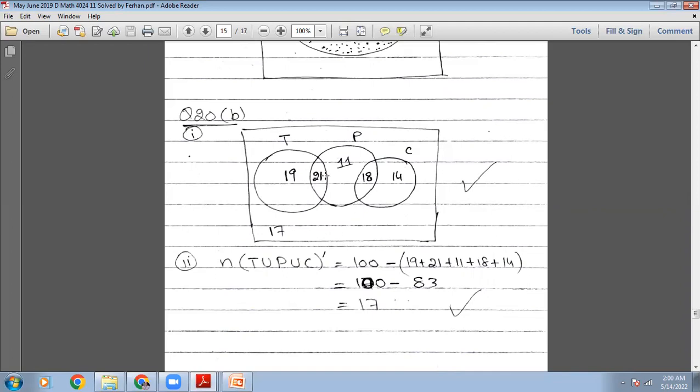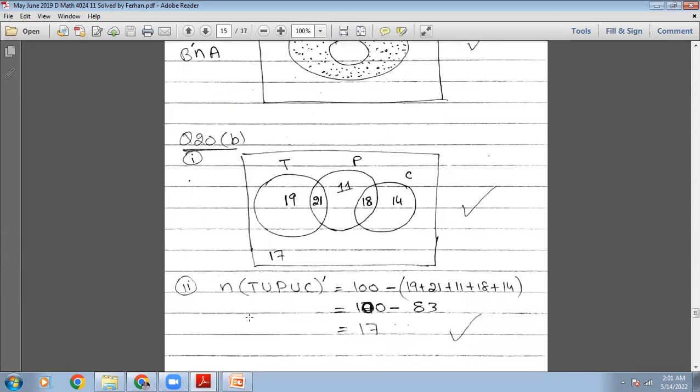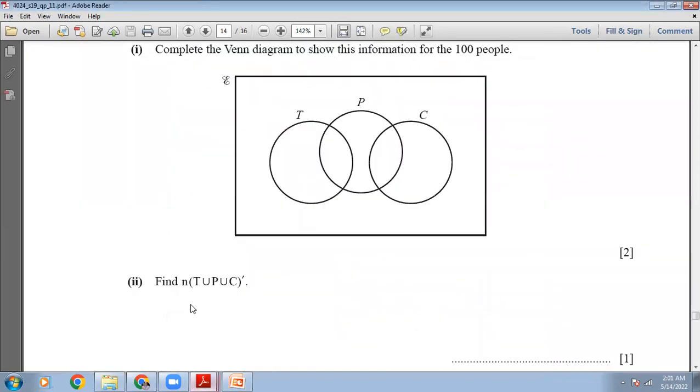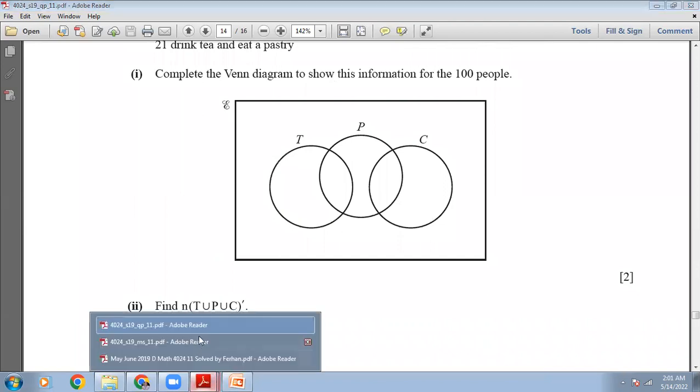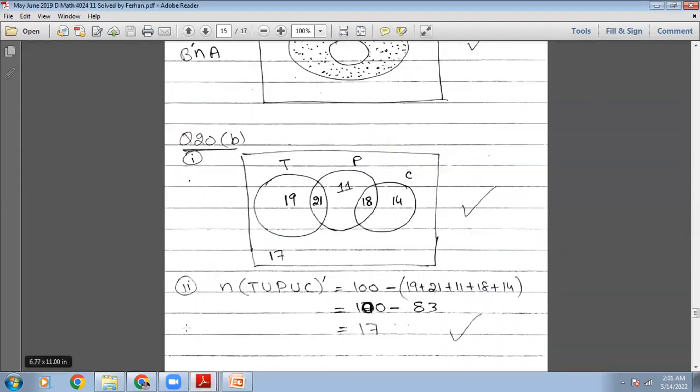And if you add 21 and 18 and subtract from the number of people who represent pastry, there were how many? Pastry people, 50. So from 50, I will subtract the 21 and 18. You will get 11. So 11 will be written here. Then you know that the total people there are 100. So from 100 subtract 19, 21, 11, 18, and 14. So you are left with 17. So 17 will be written here.